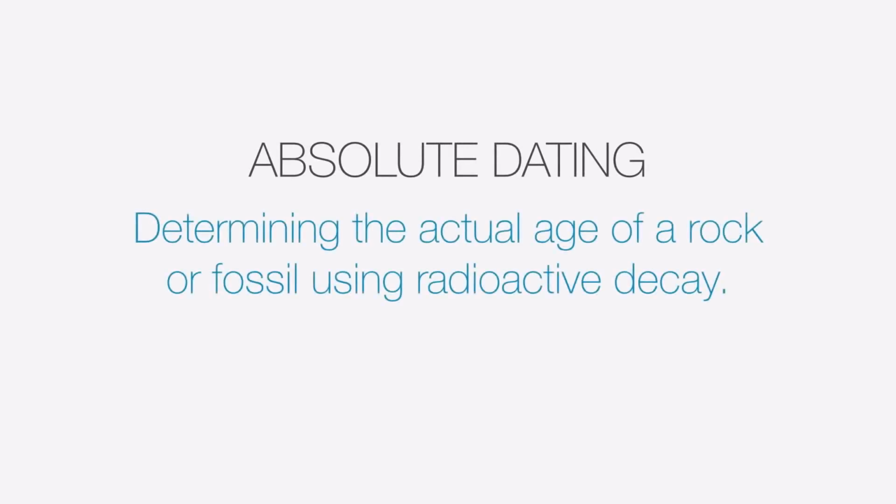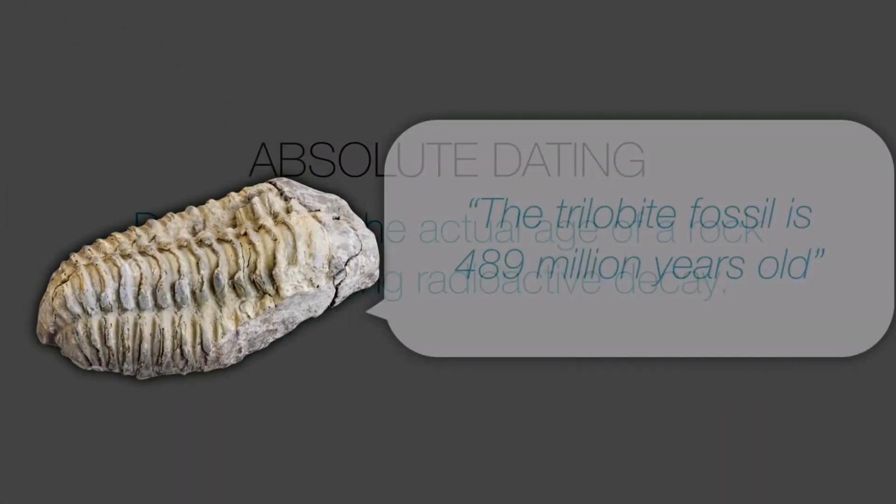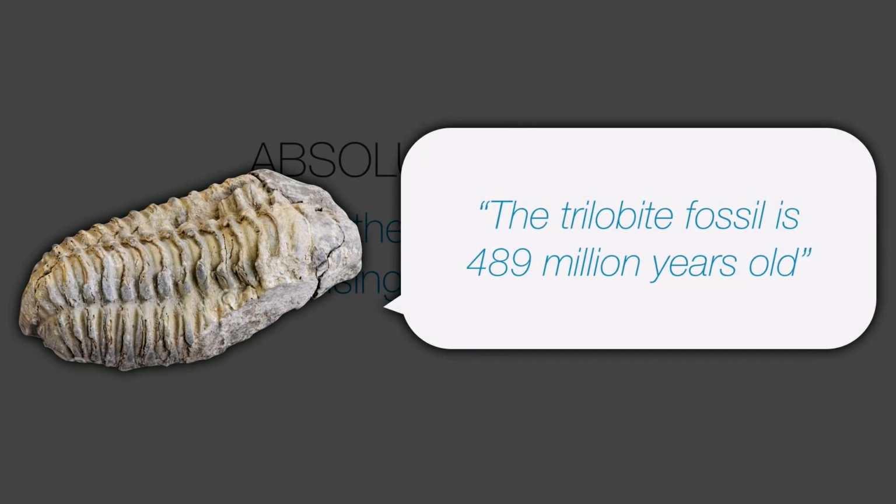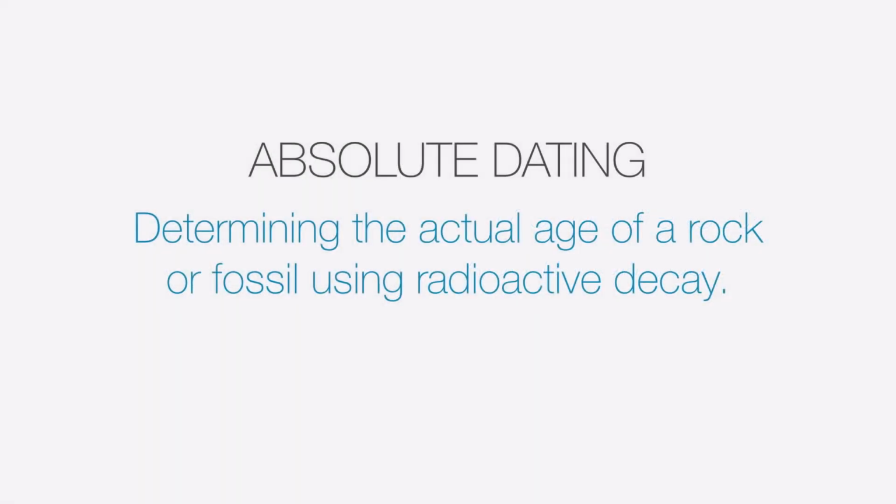Now, absolute dating of rocks involves the use of a method known as radioactive dating, carbon dating, radioactive decay. This allows us to figure out the actual age of a rock or a fossil, an actual numeric age. For example, if I were to say this trilobite fossil is 489 million years old, that's an example of absolute dating because I'm using a specific number.